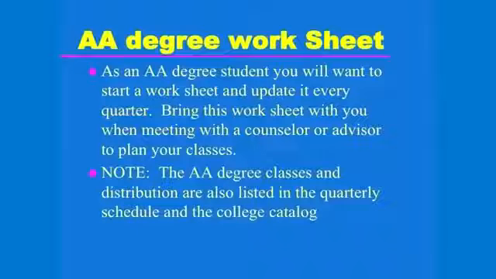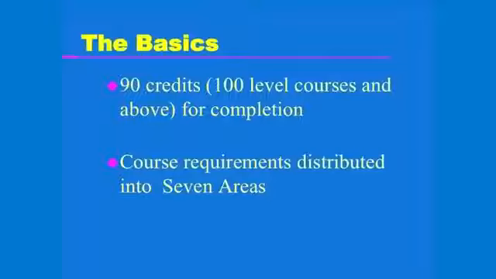So there's also information about the AA degree in the quarterly schedule, which just came out recently for this coming winter quarter, and also in the college catalog, which is available both as a catalog in reality and also on the web. So the basics, 90 credits, and these are 90 credits taken from classes that are 100 and 200 level classes. If you are taking classes below the 100 level, in order to get to the 100 level classes that are required, those do not count in your 90 credit count for the AA degree. Make sure that you're clear about that.